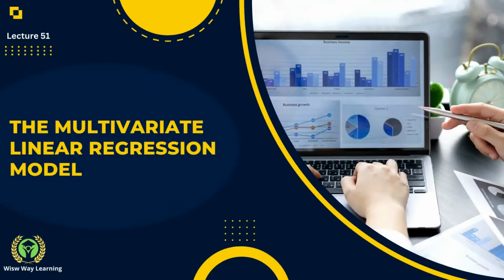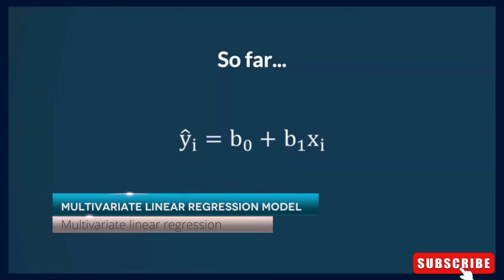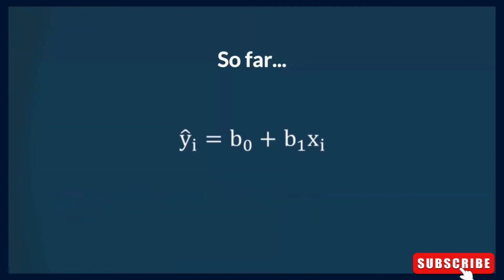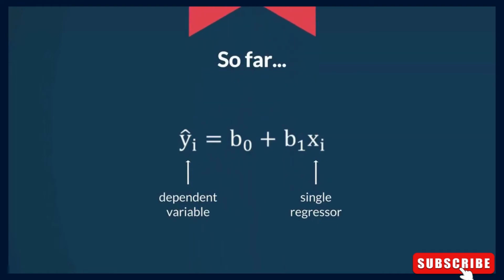Lecture 51, the Multivariate Linear Regression Model. Okay, excellent. So far, we learned about the simple linear regression. We predicted the dependent variable y with a single regressor, x. It is time to level up now.